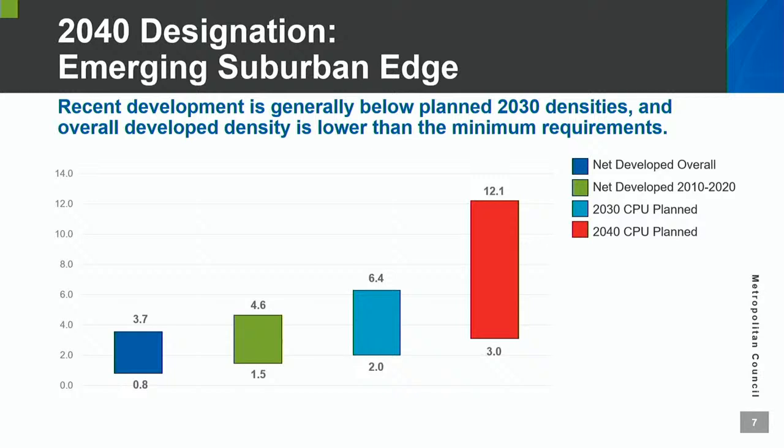Then the last designation that we are talking about within MUSA is emerging suburban edge. Yeah, we dropped rural centers. Emerging suburban edge, sorry.